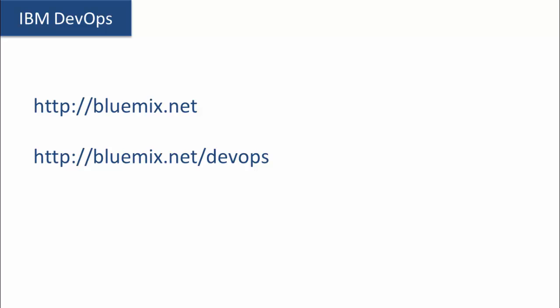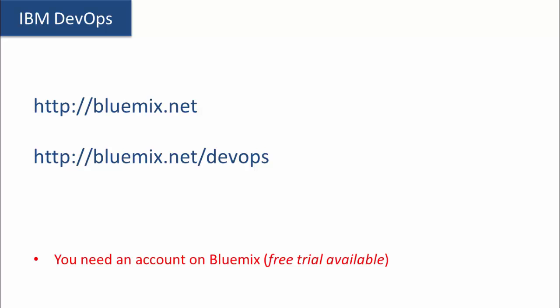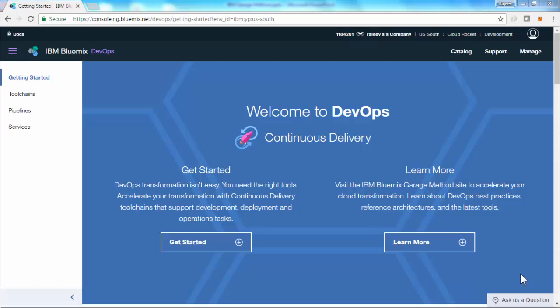In order for you to try out the steps that I'm going to show, you will need to have a Bluemix account. There is a free trial available. Just go to bluemix.net and create a free account. And you also need to have a GitHub account. Now to get started, just go to bluemix.net/DevOps. I'm on the IBM Bluemix DevOps portal.